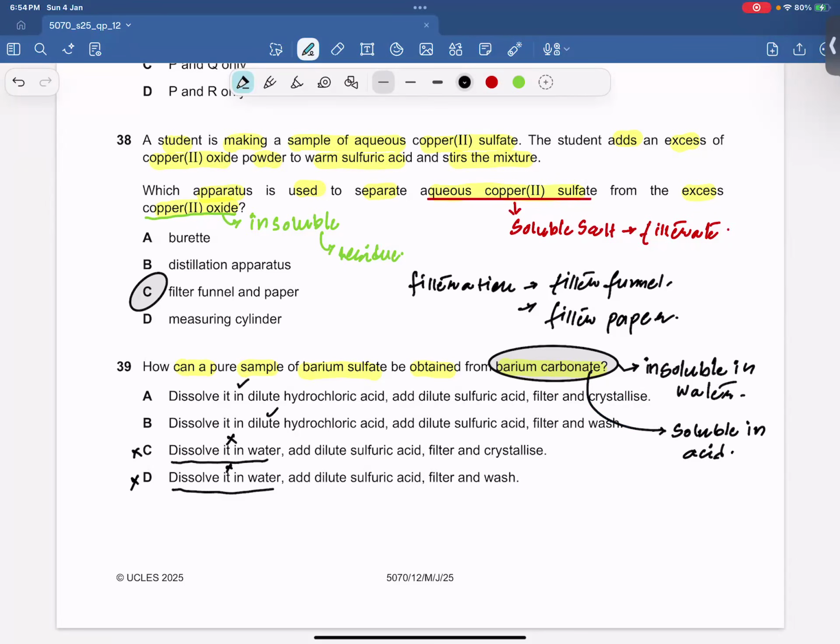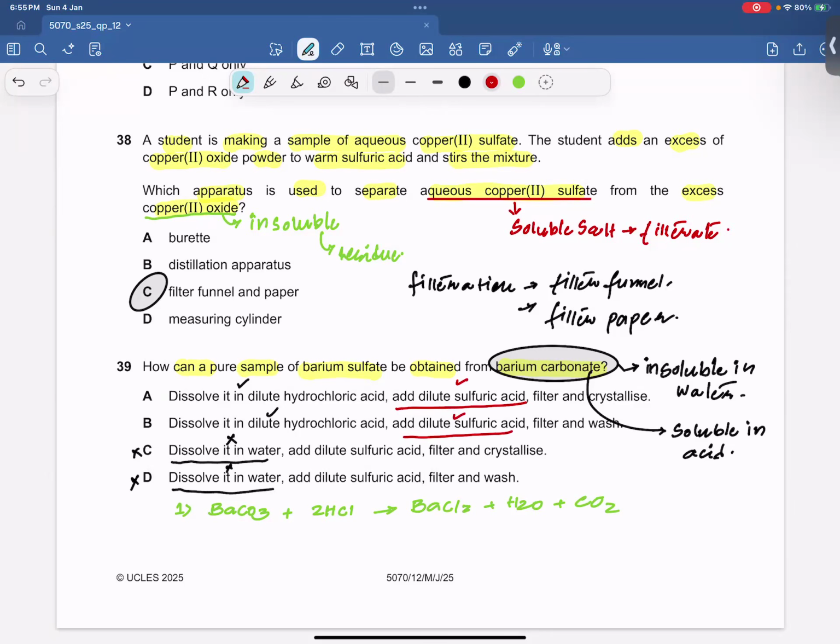Both statements are correct. So let me make the equation first. In the first step, barium carbonate is dissolved in hydrochloric acid, converting into barium chloride, water, and carbon dioxide. Okay. Then we need to add dilute sulfuric acid. That's true.